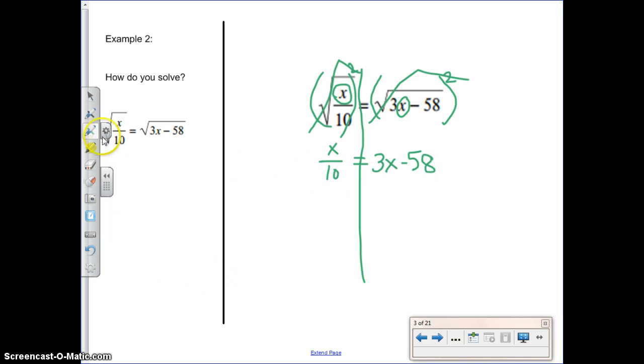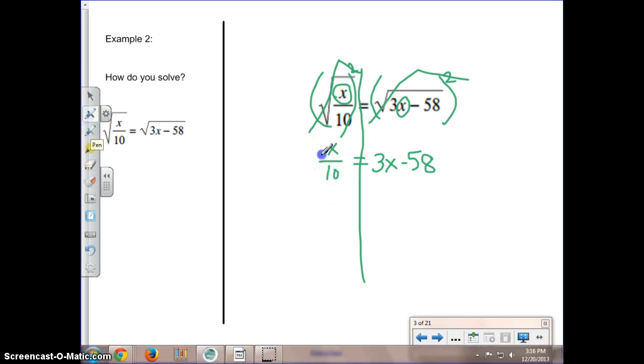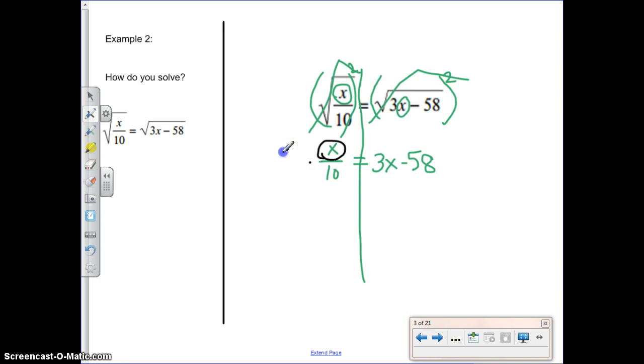And, well, let's focus on one side first. Let's focus on this side. To undo division by 10, we're going to multiply by 10. And if I do it to the left side, I also have to do it to the entire right side, which is why I put parentheses in. So now we are left with x equals, and I'm going to distribute this 10 to both terms, so that's 30x minus 580.